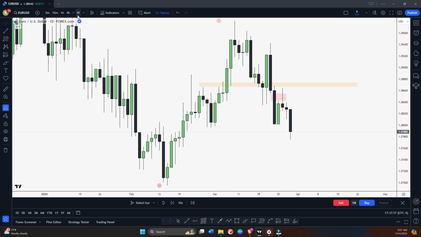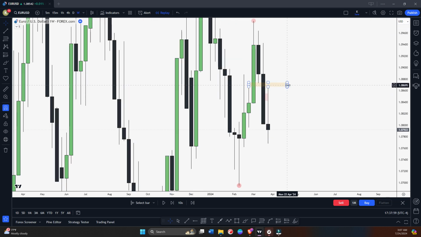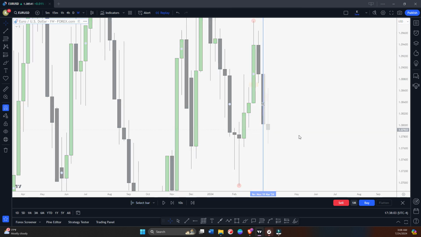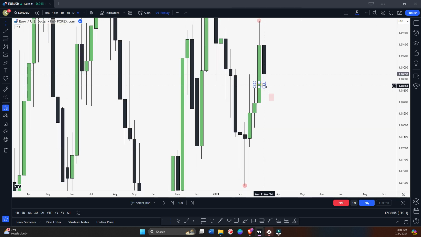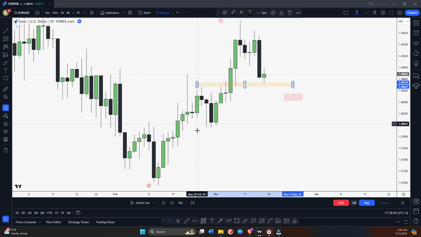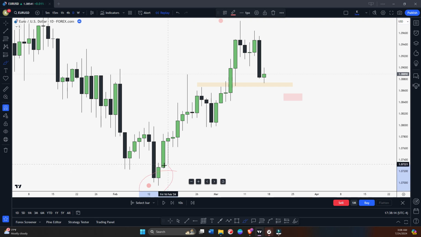And one more thing I want to show: you can see here we have this weekly bullish fair value gap. So once again let's use replay. Let's say we have this weekly bullish fair value gap and let's check daily time frame as well. You can see on daily we don't have any fair value gap from the low to this high.